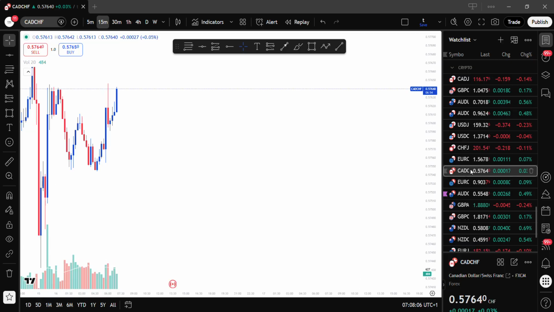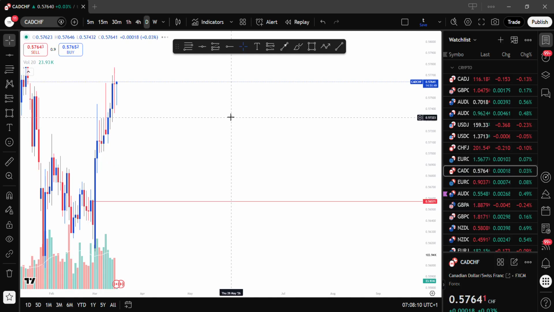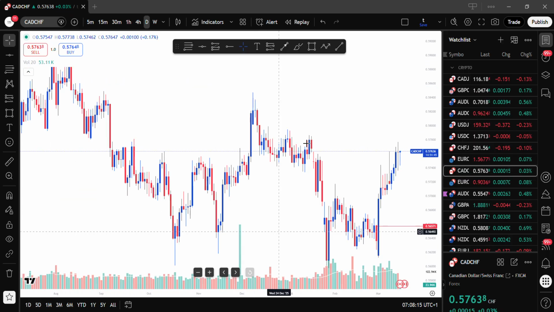If you see an entry on 4 hours, you come to 15 minutes for confirmation. If you see an entry on 1 hour, you go to 5 minutes. But if you see an entry on the daily time frame, you go to 1 hour for confirmation. Hope you take note of that, please.